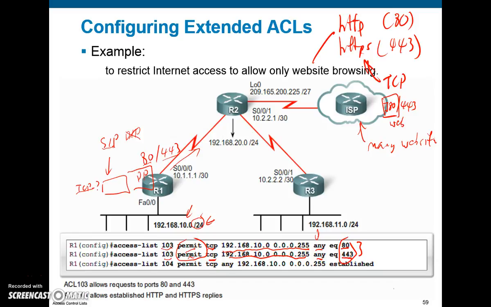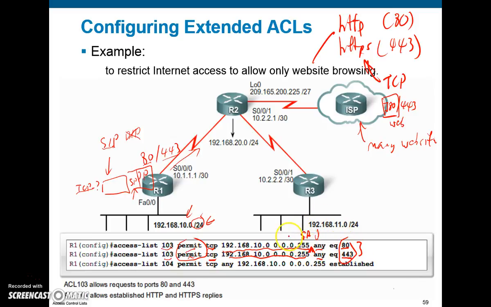Now notice there is one more field that's missing. Source port number. What happened to the source port number? According to the syntax, it's permit, protocol, source IP. Source port number should be here, after the source IP. But here it is missing. Meaning source port and also destination port.